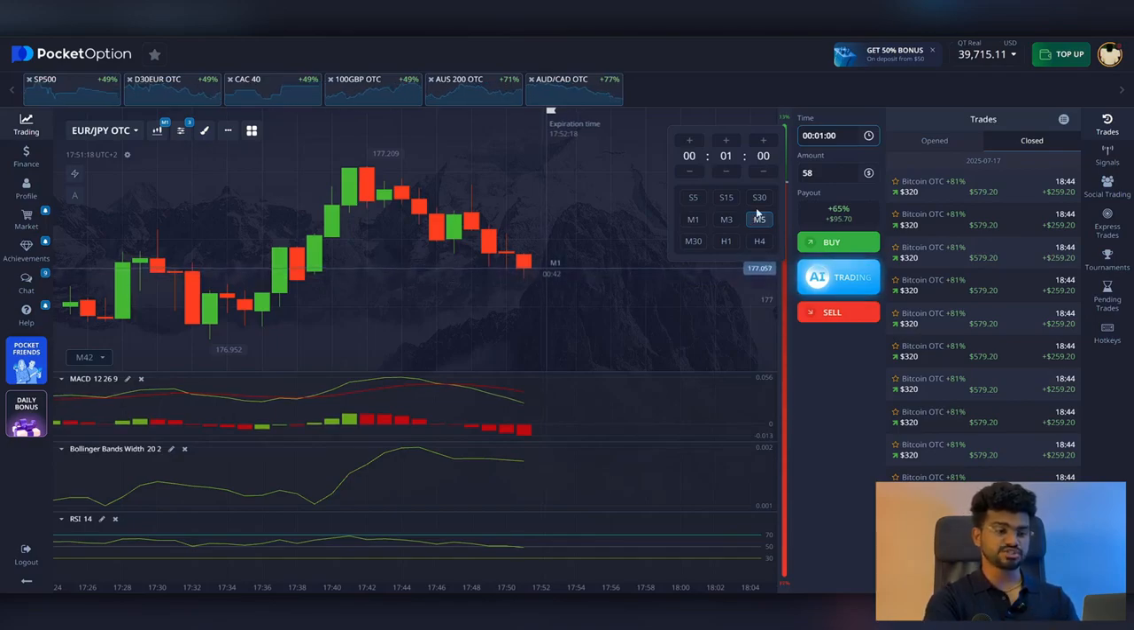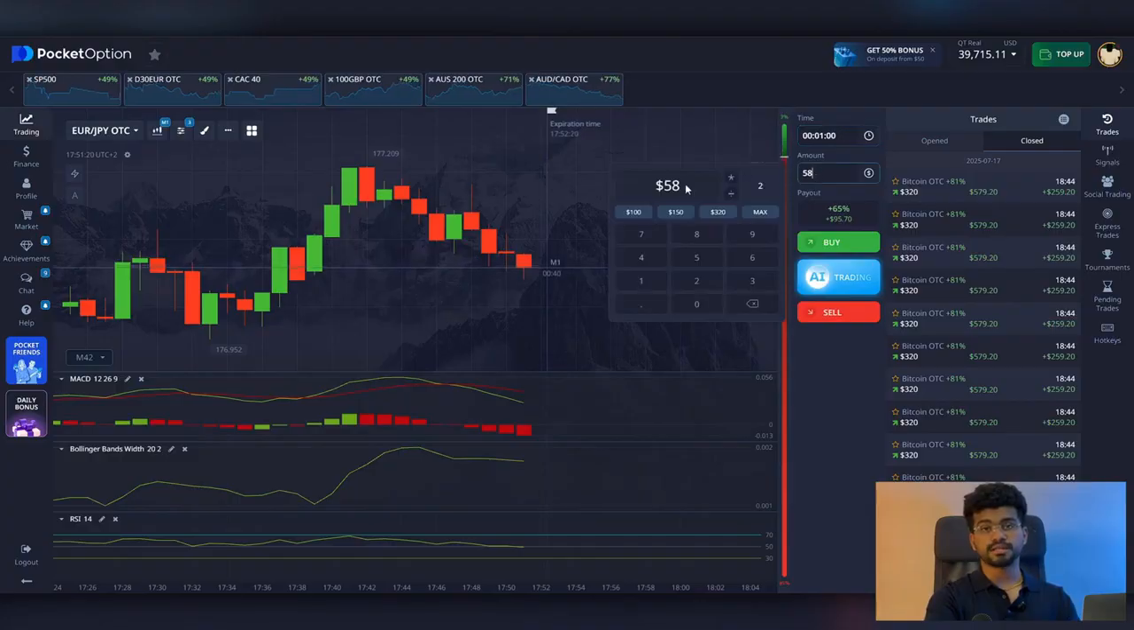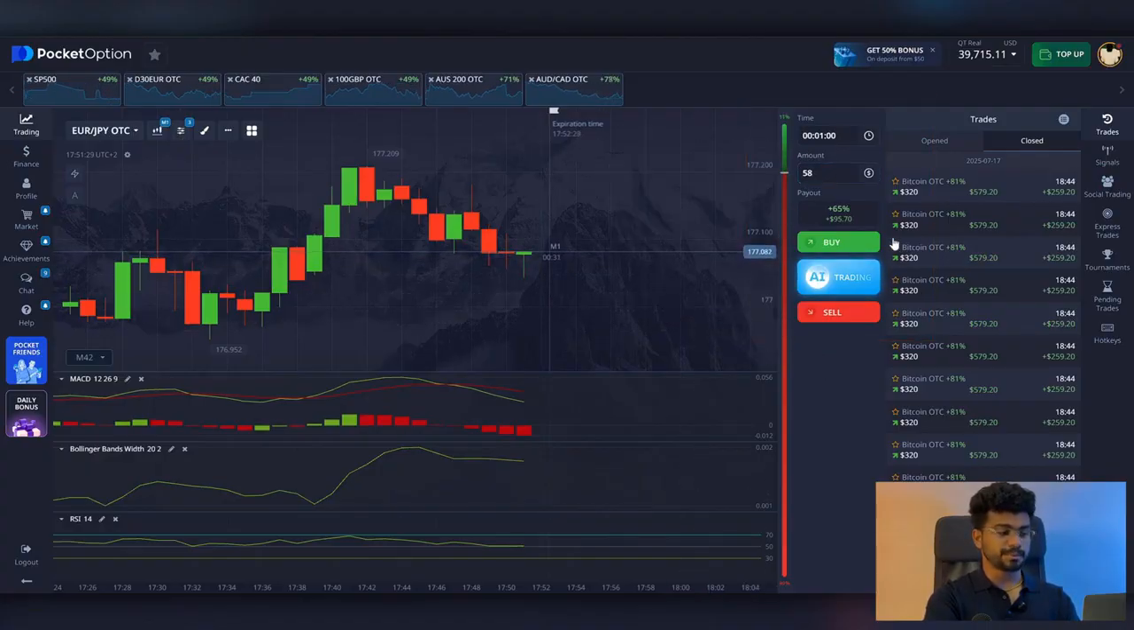And next step is choosing the amount. Pocket Option lets us choose from as low as $1. You can see on the right our trade example with 5,000 rupees at 65% return gives a payout of 8,250 rupees, which is 3,250 rupees of pure profit.